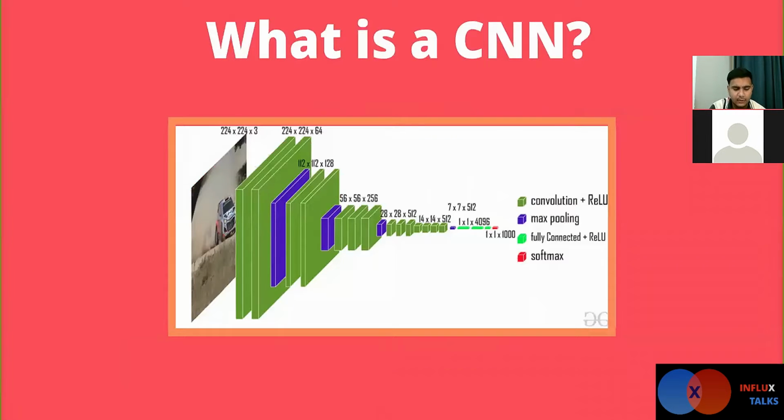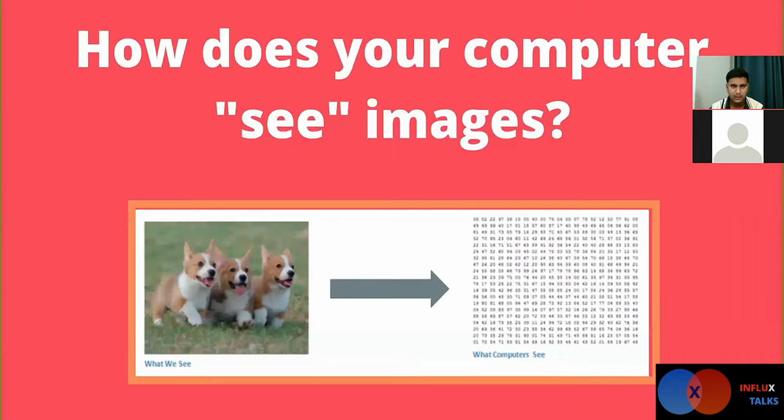What is a CNN? What is a convolutional neural network? CNNs are regularized versions of MLPs. Now, an MLP means a multi-layer perceptron, which is just a fancy way of saying artificial neural network. So the design of CNNs is basically based on the workings of the neurons of the animal visual cortex. So it basically mimics how an animal sees and recognizes different visuals.